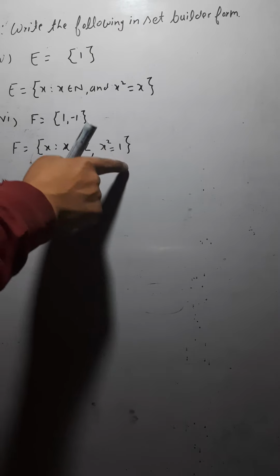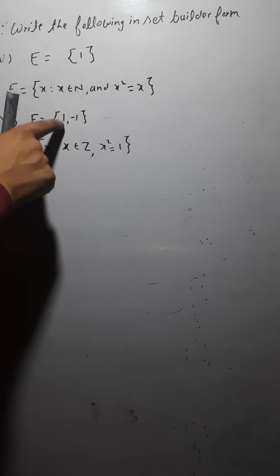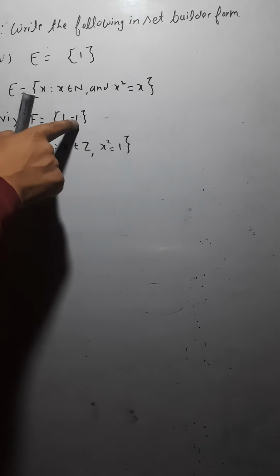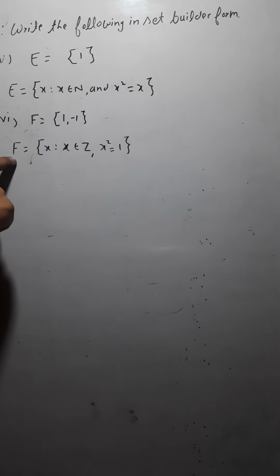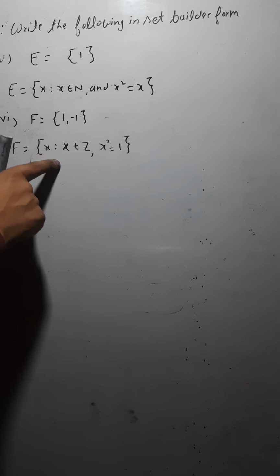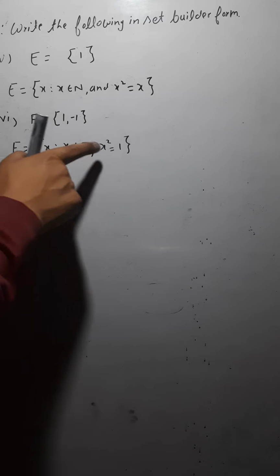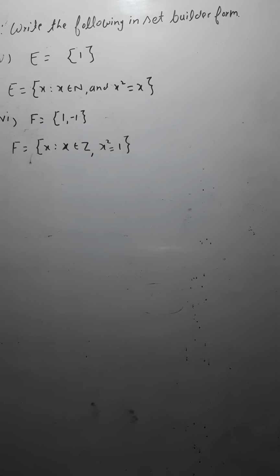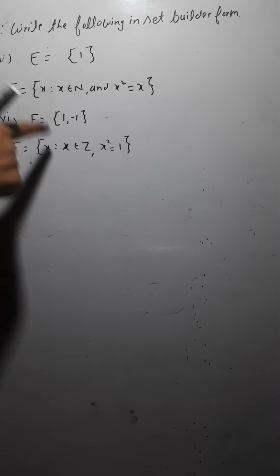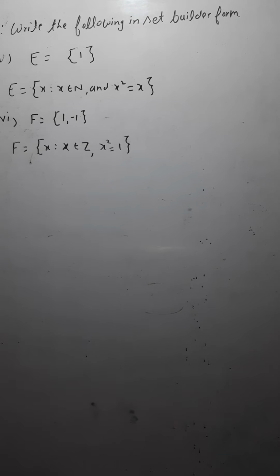Now if you see, the square of both the elements here is 1. Square of 1 is also 1, square of minus 1 is also 1. So set F contains the element X, such that X belongs to integer, but the square of the integer should be equal to 1. Getting it? So this is how you would limit this. Okay, so write down these questions.